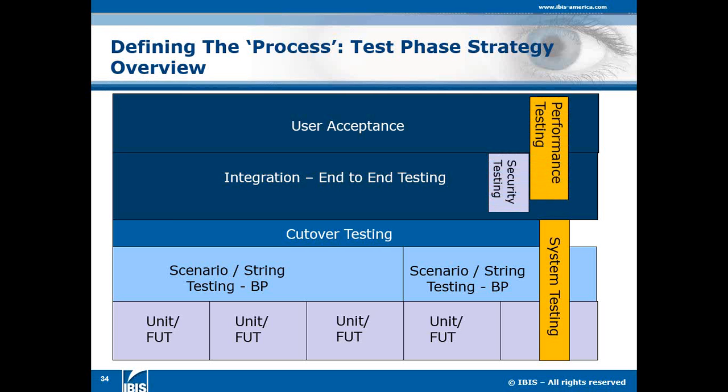And then the other piece that applies across all of the different testing types listed here is regression. We're always doing regression of our unit. We're always doing regression of our string or scenario, our performance, our integration. Regression is not a standalone test type. It's inherent across all of the different test types.